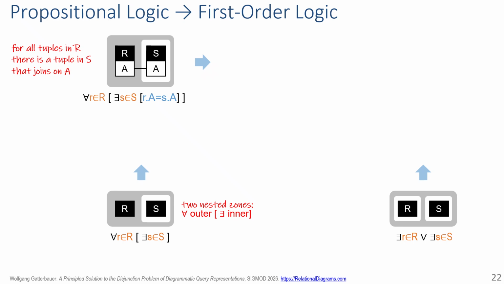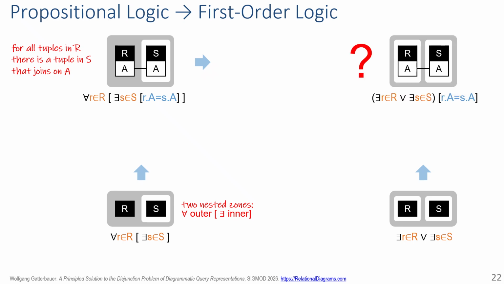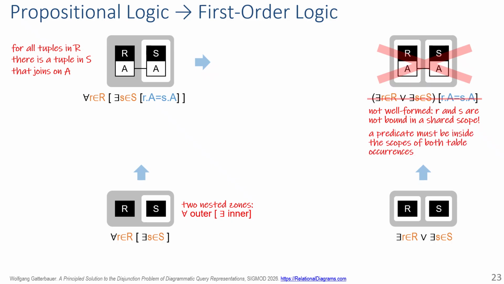So let's combine these two variants. Can we do this? No, we can't. This is not well formed. R and S are not bound in a shared scope. A predicate must be inside the scopes of both table occurrences, and this is not the case here. R and S are siblings. We can't just create a predicate between siblings in the negation hierarchy. That is not a valid expression.